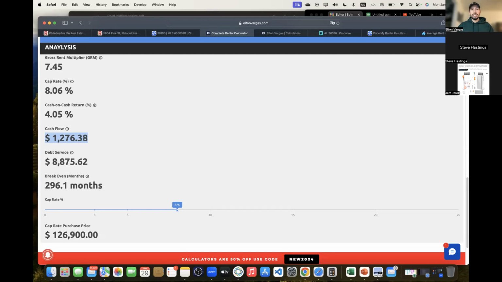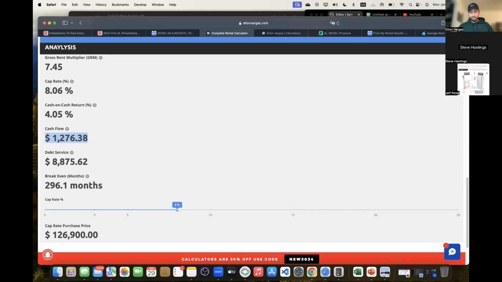The way you want to strategize it, if you're thinking long term for the investment, is to play at least 10, 15 years. Then around 10, 15 years, you can do a 1031 exchange. So if we buy this property at $126,000, then we do a 1031 exchange where we're able to use that money as a down payment.